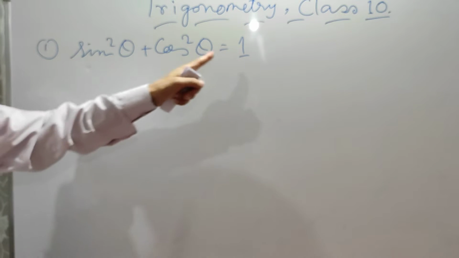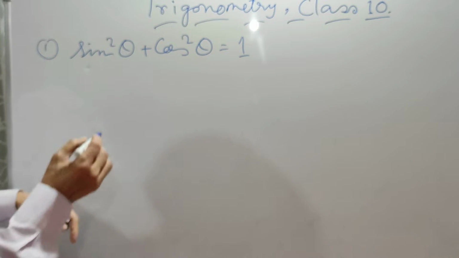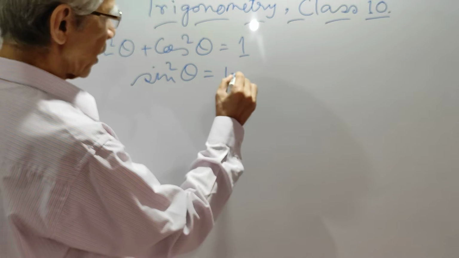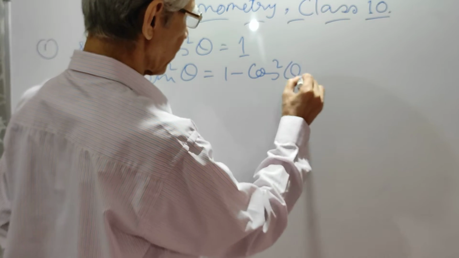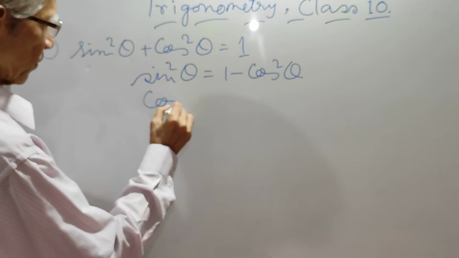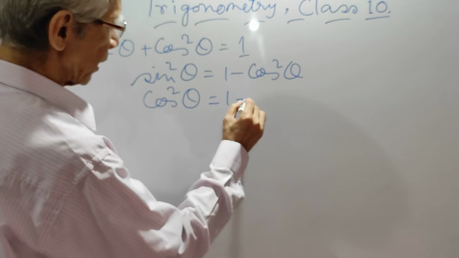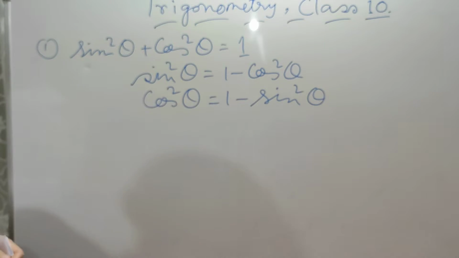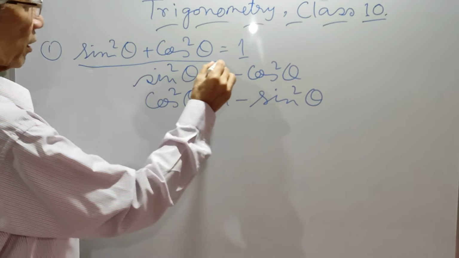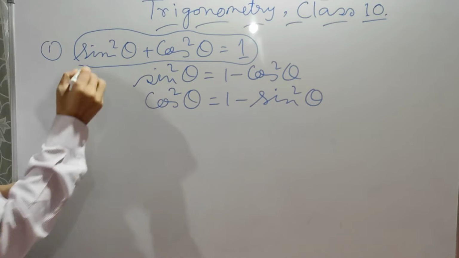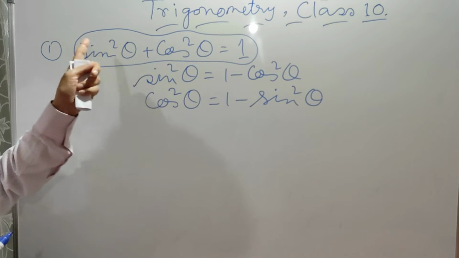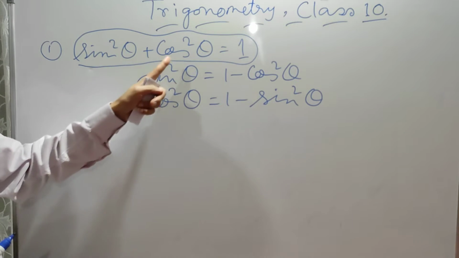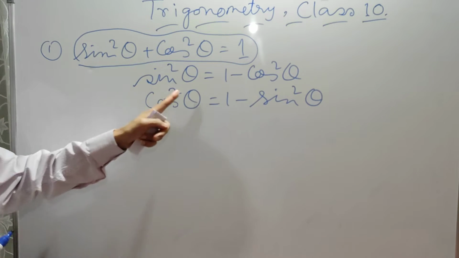All right. Now from here, what you get: sin square theta is 1 minus cos square theta. And cos square theta is 1 minus sin square theta. Now this is the main formula, and these two are derivations. So sin square theta plus cos square theta equal to 1. Therefore sin square theta will be 1 minus cos square theta, and cos square theta is 1 minus sin square theta.